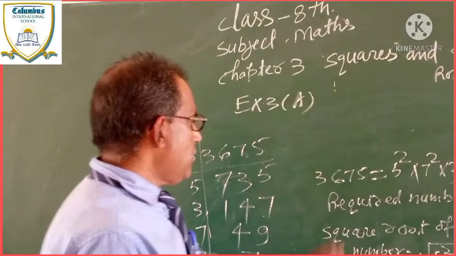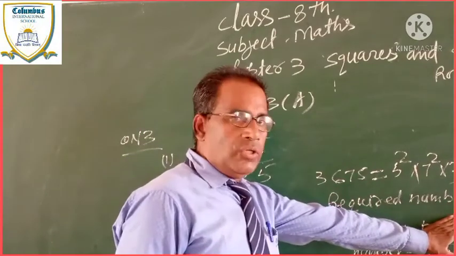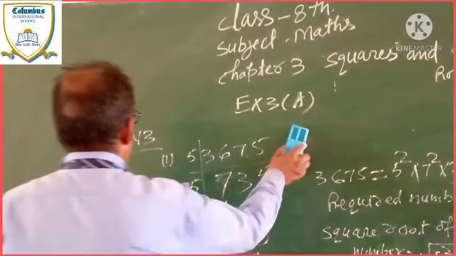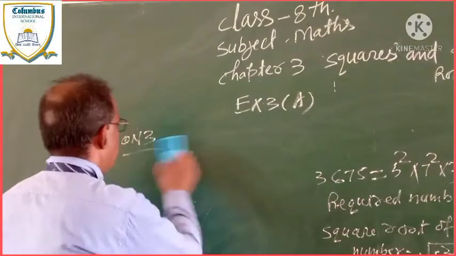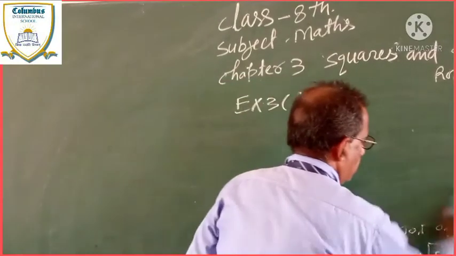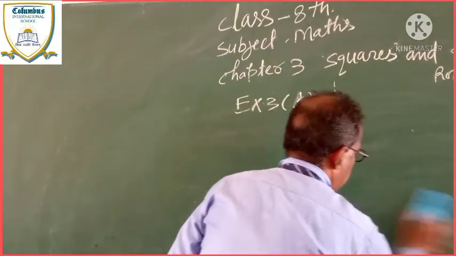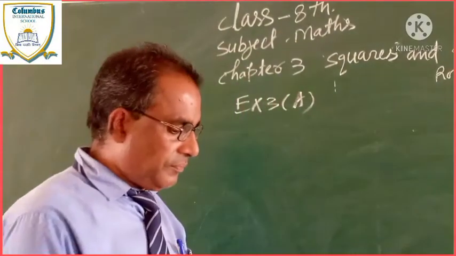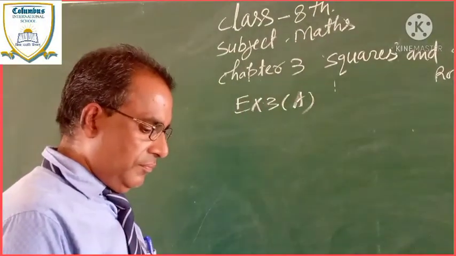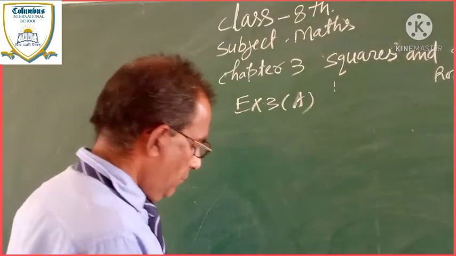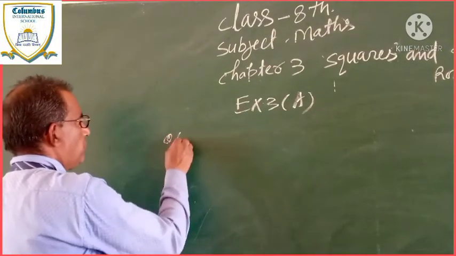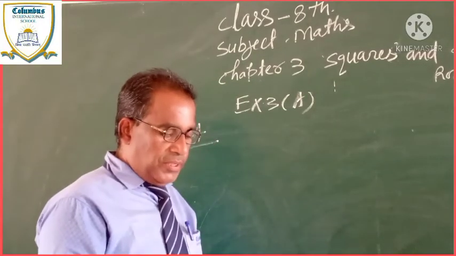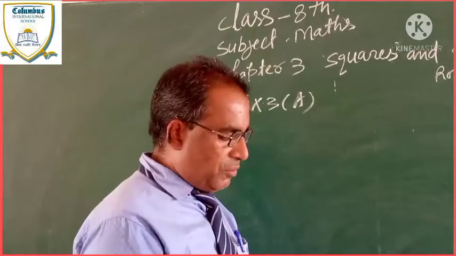And since this number is multiplied by 3, it will become a perfect square. Now question number 4. By which least number should the given number be divided to get a perfect square?